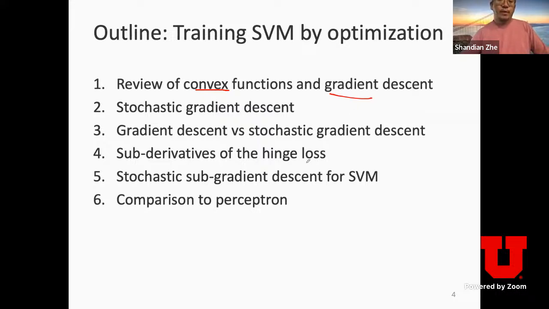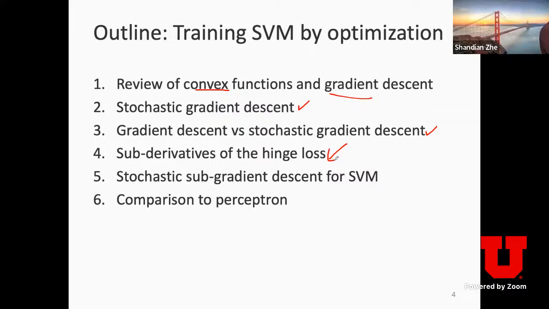However, our focus will be a stochastic version of gradient descent, which is called stochastic gradient descent. We'll explain why it is preferred in nowadays machine learning, especially in a scenario of big data. Right. And then we'll compare gradient descent and stochastic gradient descent, right? The pros and cons, and contrast their behaviors. And then we'll apply the stochastic gradient descent framework to optimize the SVM objective function.